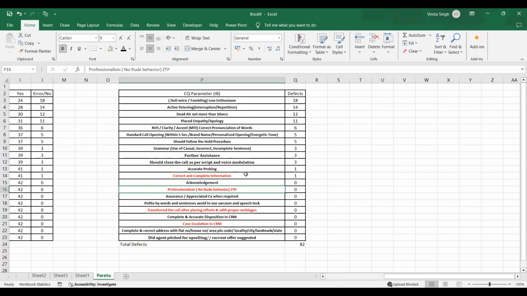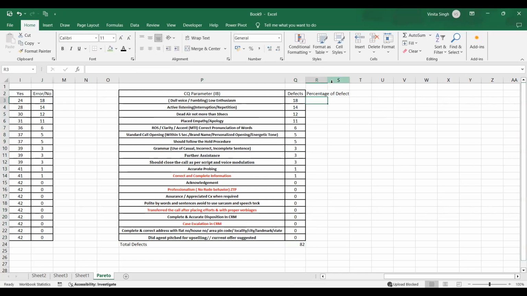But just for understanding, and to show in the process where we stand on which parameter, we can take the totals. So the total defect is 82. Now what we have to do is find out the percentage of defect.